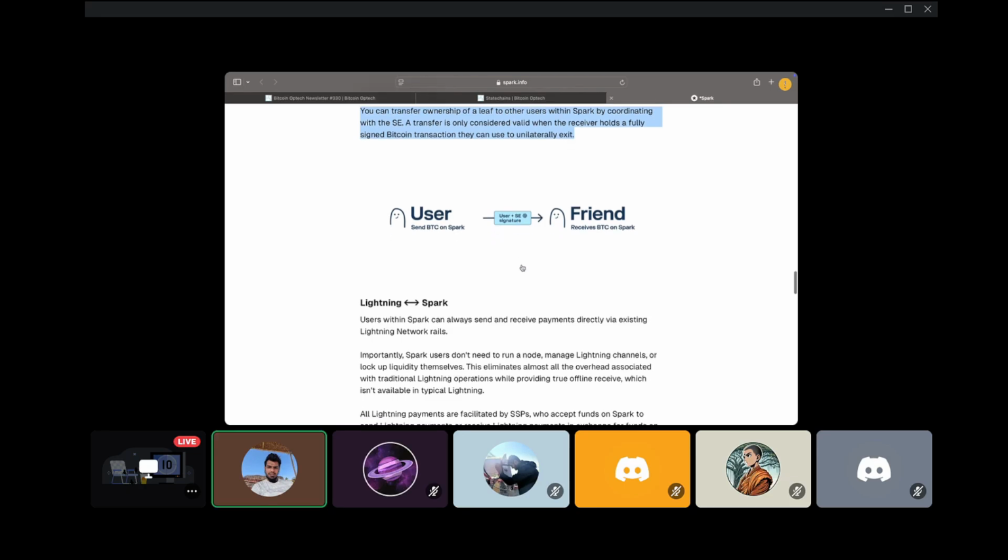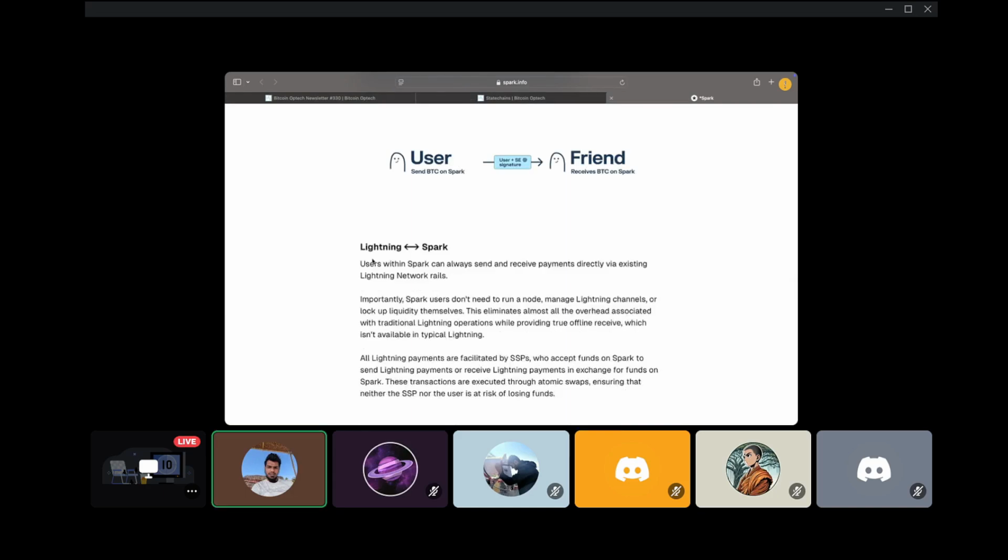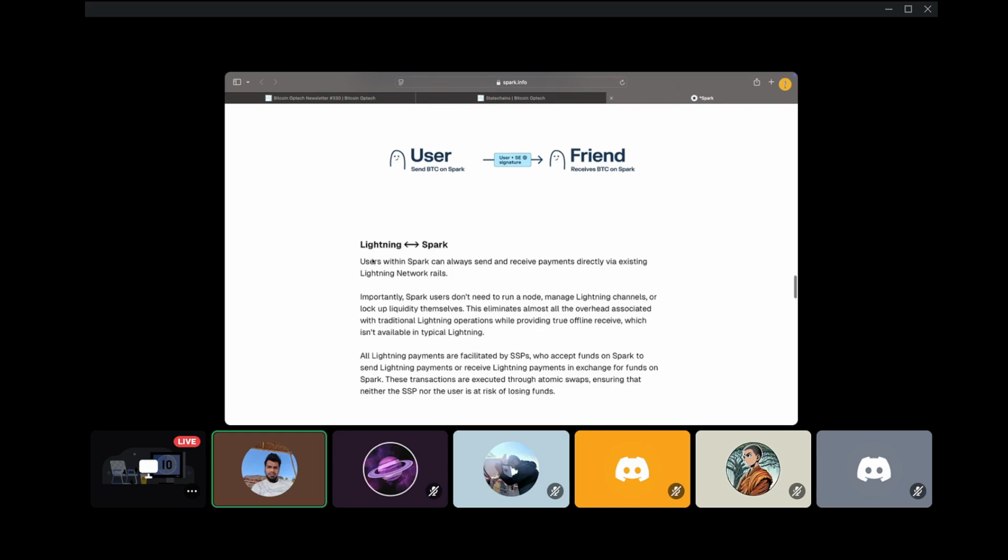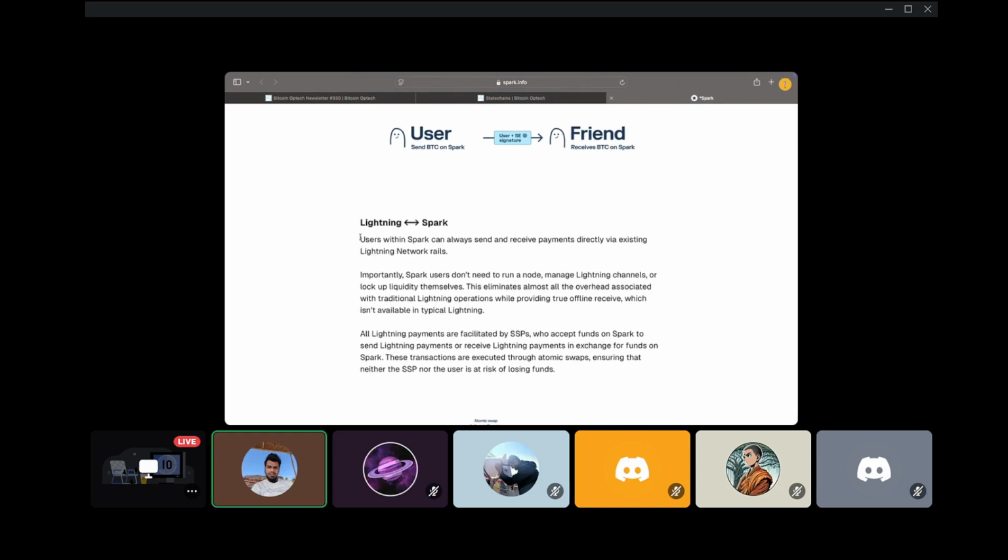Lightning to Spark. Now these are atomic swaps. You can swap from the Lightning network to Spark and from Spark to the Lightning network. Users within Spark can always send and receive payments directly via existing Lightning network rails. Importantly, Spark users don't need to run a node managing Lightning channels or lock up liquidity themselves.